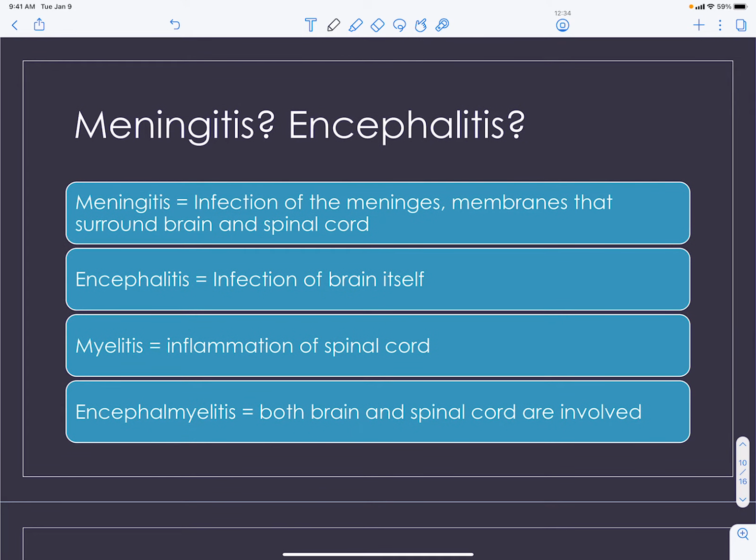So do you have meningitis or do you have encephalitis? There are a few terms associated with these diseases. Meningitis is the infection of the meninges, which I talked about before. Those were the membranes that surround the brain and spinal cord. Encephalitis is an infection of the brain itself. And so that's going to be beyond the meninges. Myelitis is going to be inflammation of the spinal cord. Encephalomyelitis is going to be when both brain and spinal cord are involved.